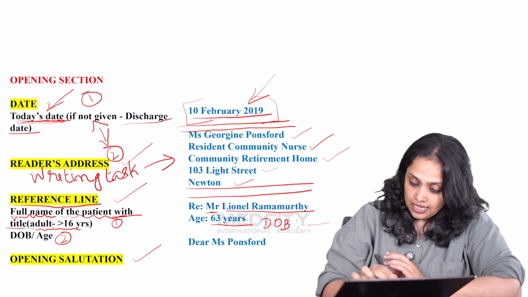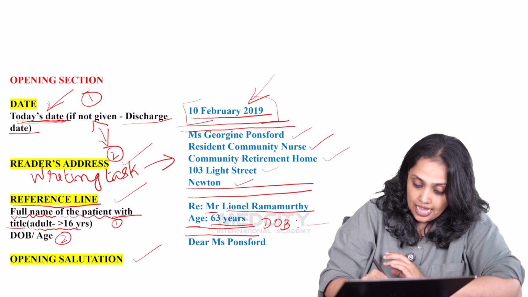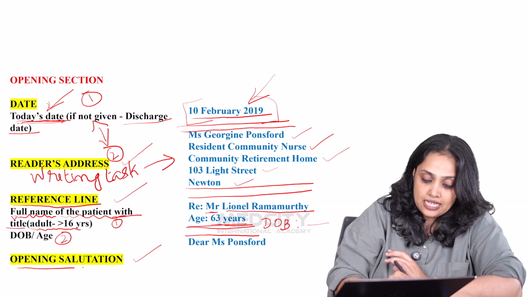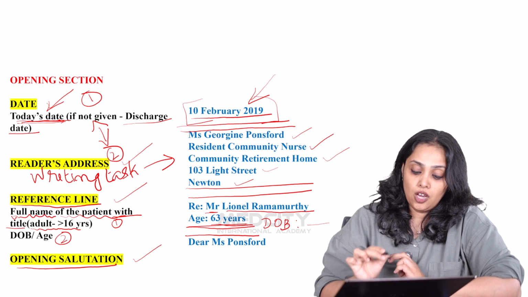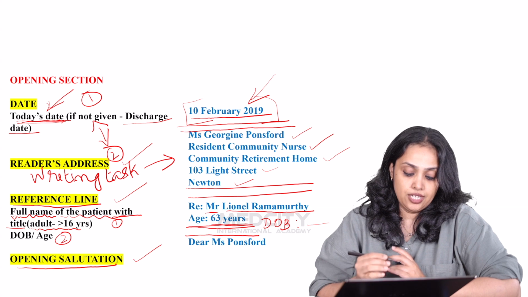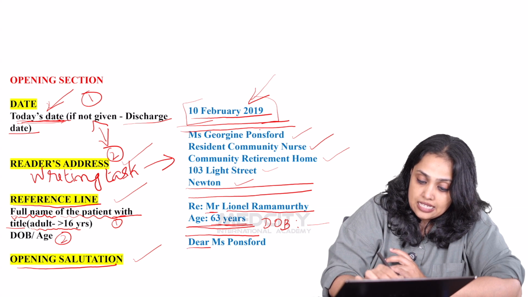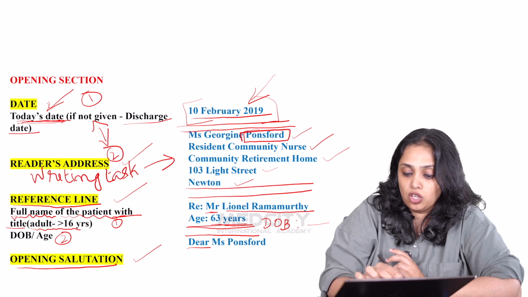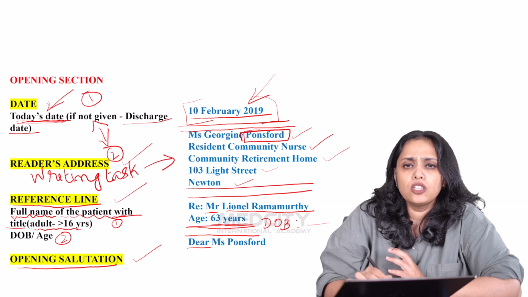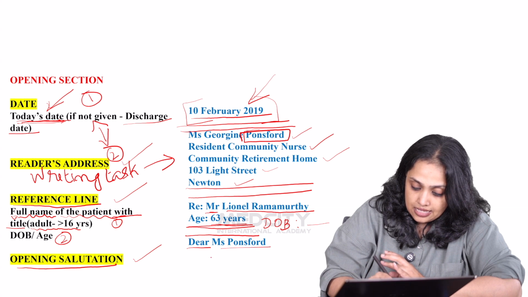Now, once the RE line is done, you have to leave a line again here and then you write the opening salutation. Opening salutation is nothing but 'Dear', you're addressing the reader. After 'Dear', you just need to write the reader's second name. The full name of the reader is Miss Georgine Ponsford, but you need not write the full name. You can just write the reader's second name.